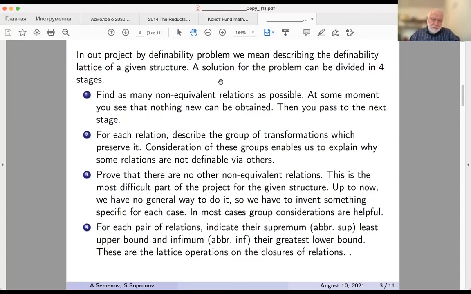So the last step is actually more of a routine and technical one. This is really to describe the whole lattice of definability. It means that for any pair of relations, or classes of relations definable through this or that one, you find the supremum or infimum. And that's how we have the whole structure.